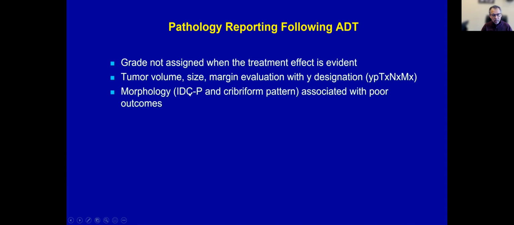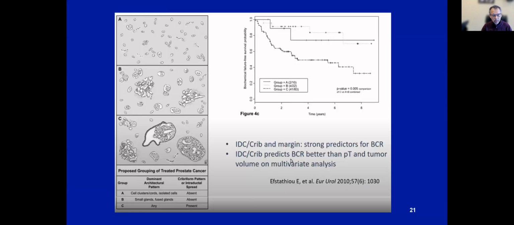Also keep in mind that if you have a post-androgen deprivation therapy case and the tumor does not show evidence of treatment effect, but in fact shows cribriform morphology characterized by intraductal carcinoma and cribriform pattern 4 type of morphology, it has been shown that it is associated with poor outcomes. And this is also true in the post-radiation therapy setting, which I will show you our data on later.